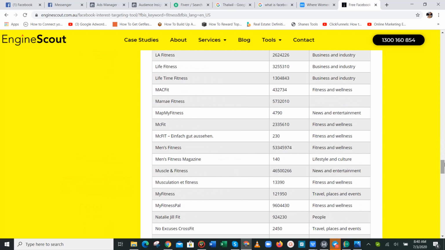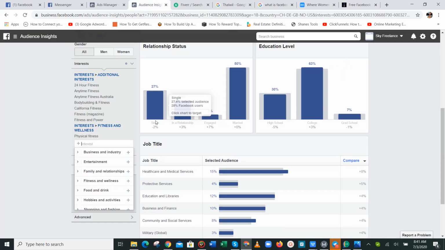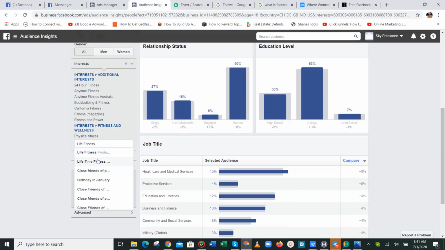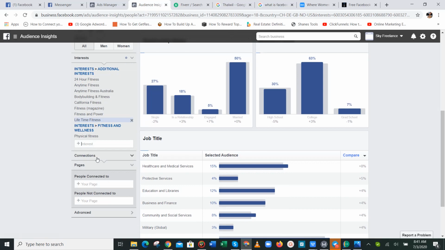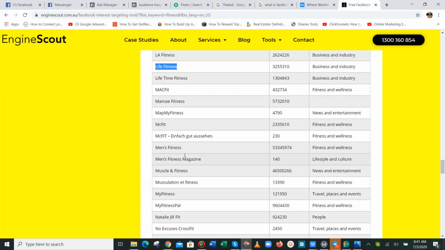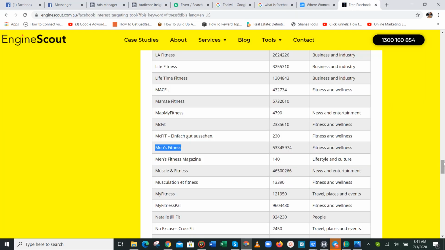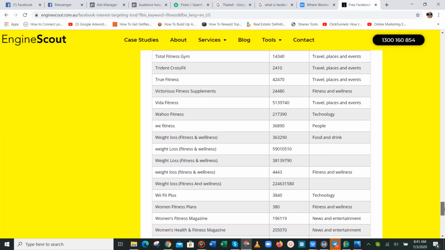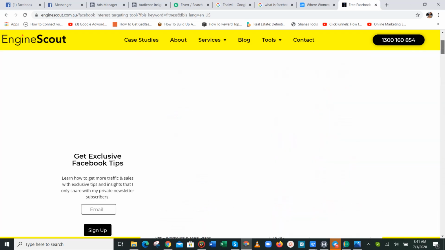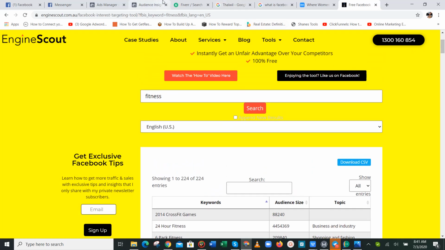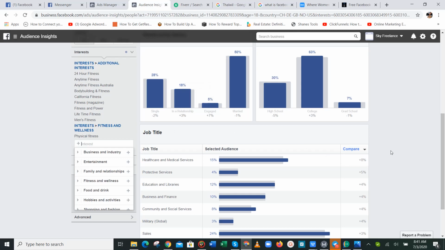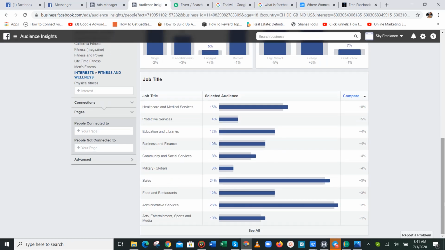So you continue adding the different targets, large amount of audience. Continue adding it. Men's fitness, yeah. Men's fitness magazine. That's one for this. We won't add that. So you add them as much as possible. But it's advisable, don't let it be too much. Don't add too much.